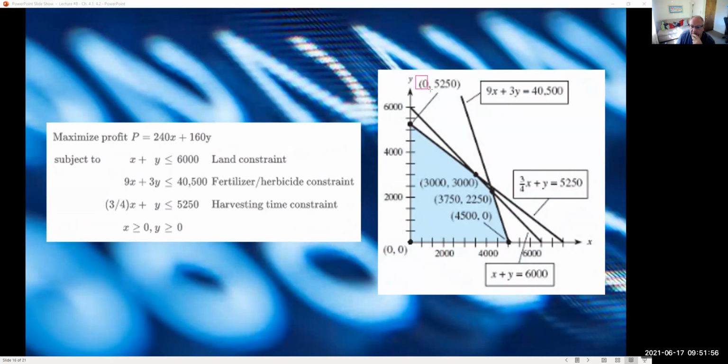Here's the first one. Here's one. Here's one. And here's one. And by the way, your profit is the objective function.